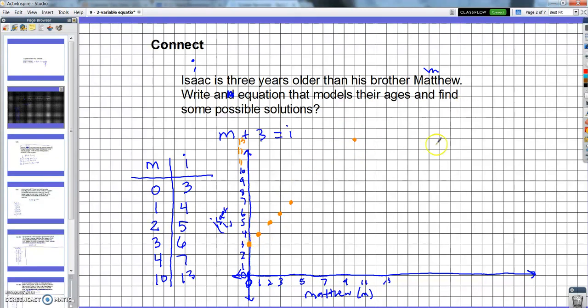And what I'm going to do now, I've got these points. So one thing I do, I'm going to relist these. You don't have to draw these on here, but when we find a point on here, we list it like this a lot of times. You'll see it in parentheses. You'll see that this would be Matthew's age first, comma, Isaac's age 13.